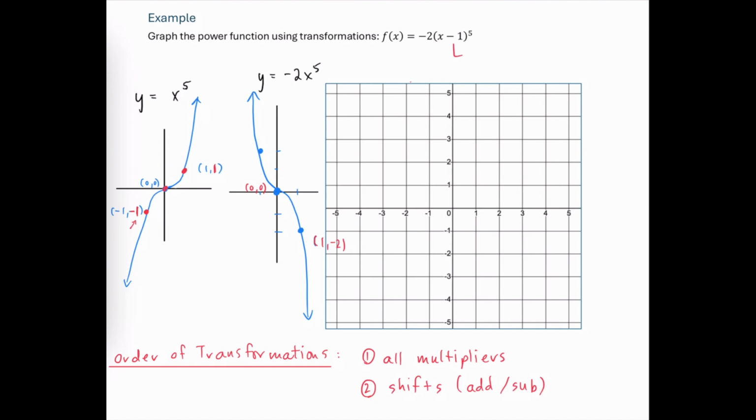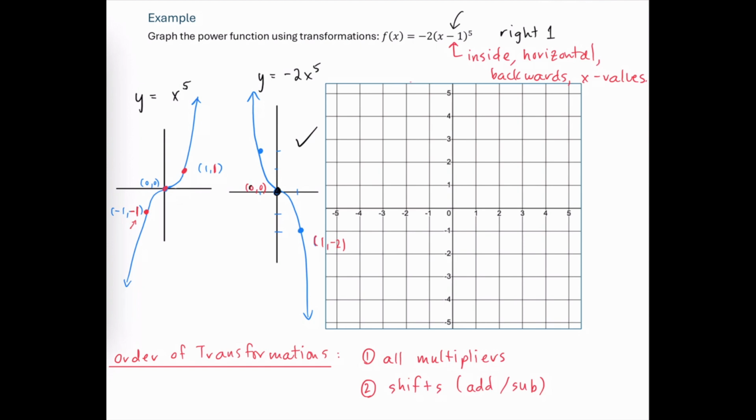The next thing that we need to do is this inside transformation, and because this -1 is happening on the inside, that means that the transformation is horizontal, backwards from logic, and affecting the x-coordinates of the ordered pairs. So from here, we're going to add 1, not subtract 1, that would be logical, right? This is backwards from logic. We're adding 1 to each of the x values. So essentially, we're shifting this to the right 1 unit.